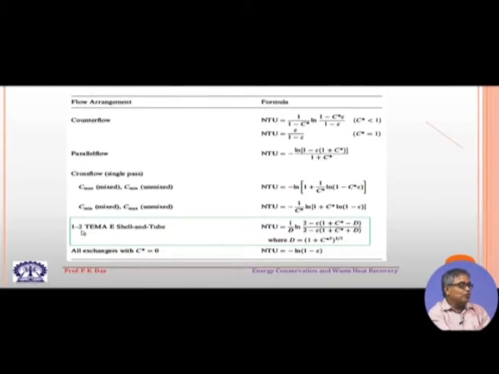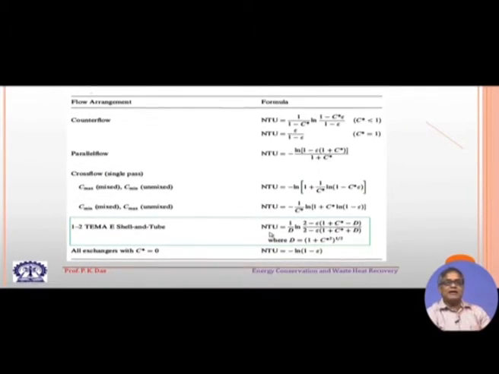Our heat exchanger is a 1,2 TEMA E shell and tube heat exchanger. So, for that we have got a relationship like this. Fortunately, we have got this relationship. So, we can calculate once we know NTU and C star, D is defined over here. So, once we know these values, then the right hand side is known totally, we can calculate the left hand side, that is the NTU.